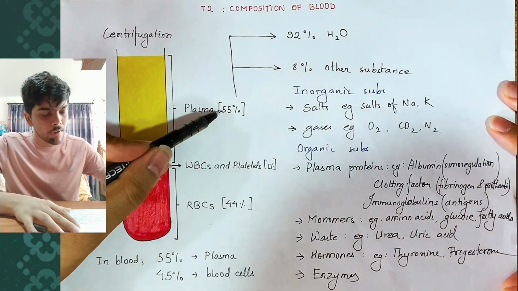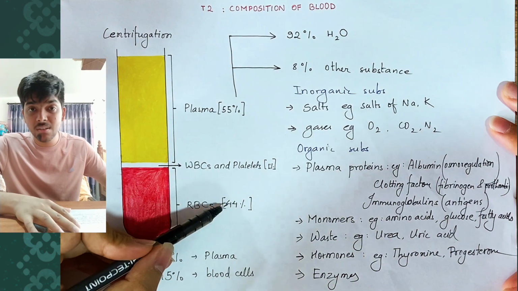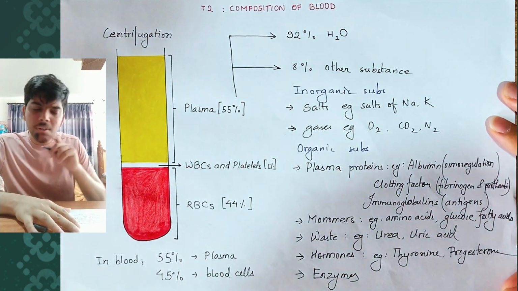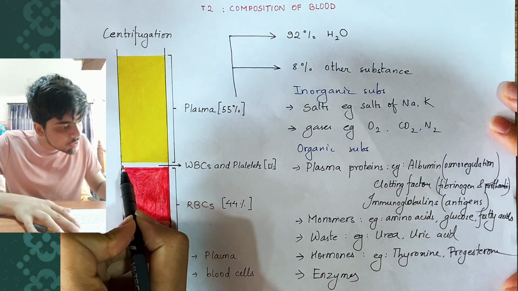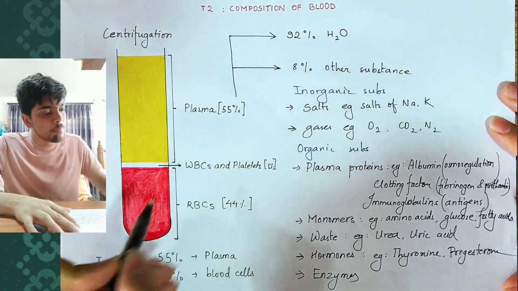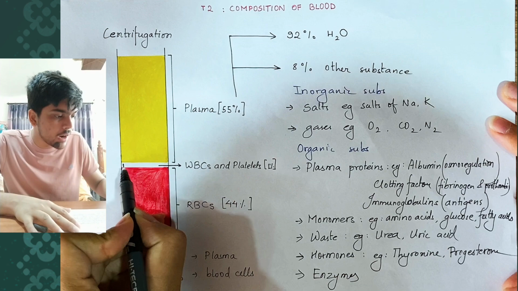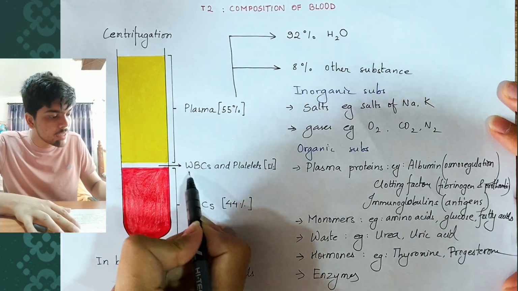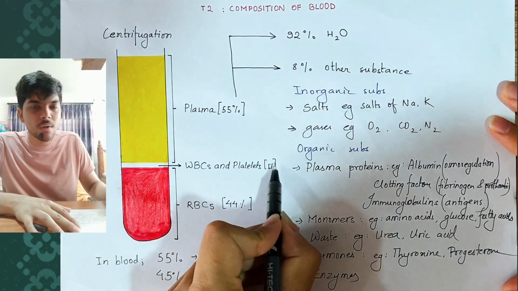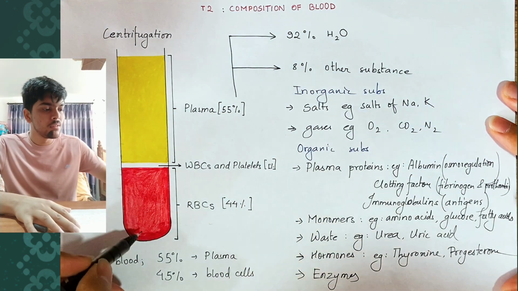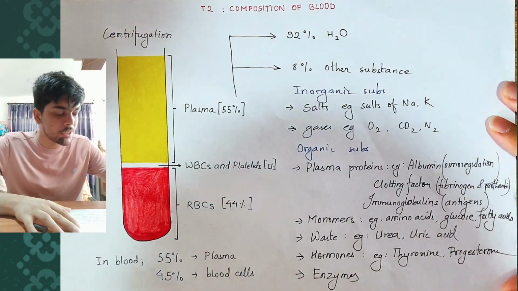100% minus 55% minus 44%. What's remaining? 1%. The remaining 1% is found sandwiched between plasma and red blood cells. This white layer contains white blood cells and platelets that make up 1% of the liquid present in this test tube.